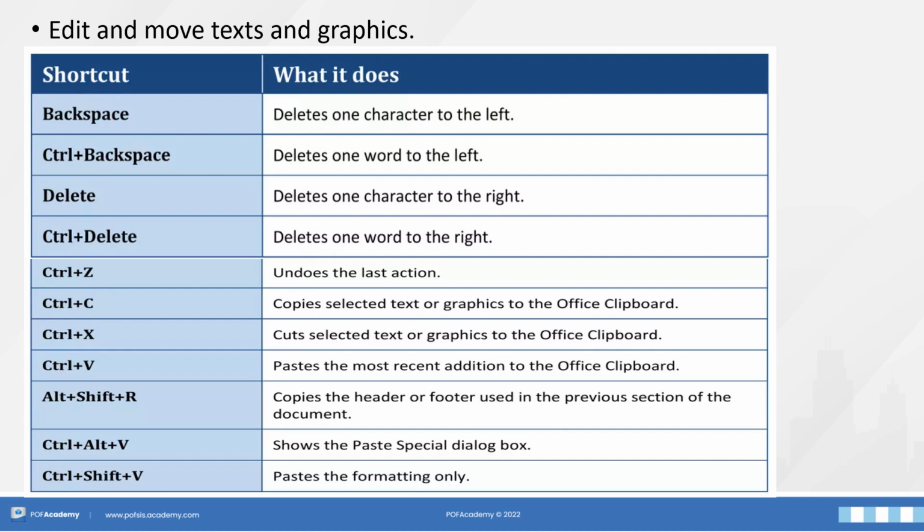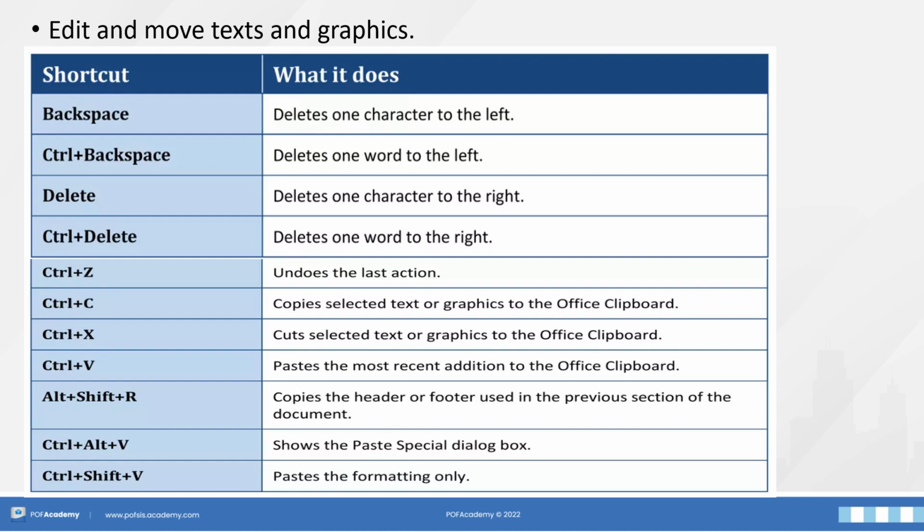If you wish to edit, move text or graphics, here are the shortcut keys and their functions. If you want to delete one character to the left, press Backspace on your keyboard. If you want to delete one word to the left, Control Backspace. If you want to delete one character to the right, press Delete. If you want to delete one word to the right, press Control plus Delete.